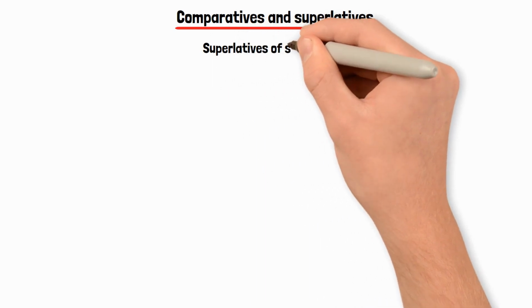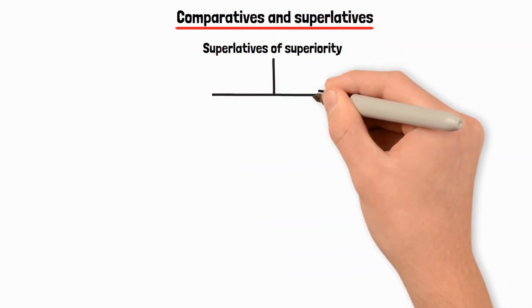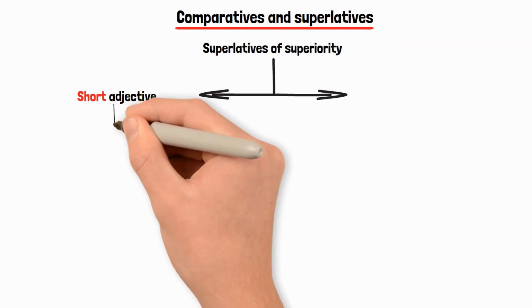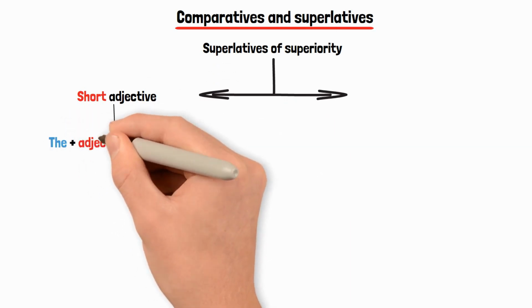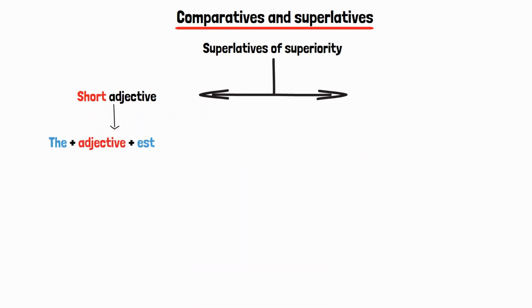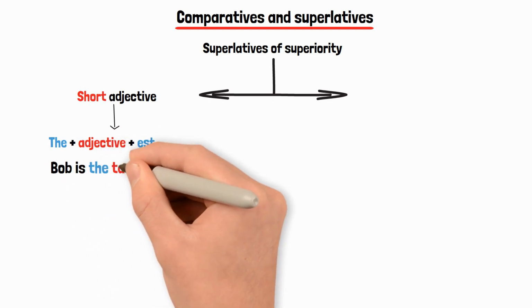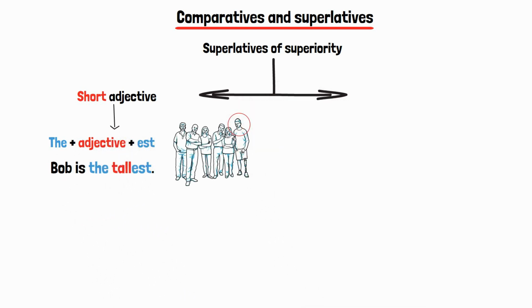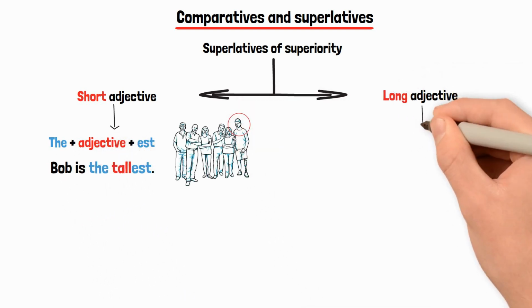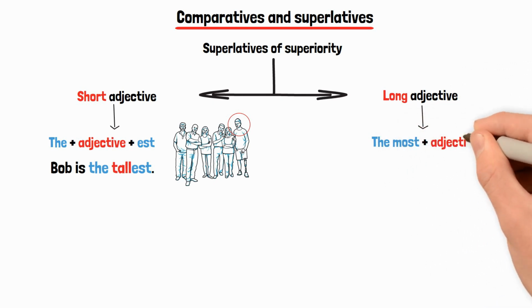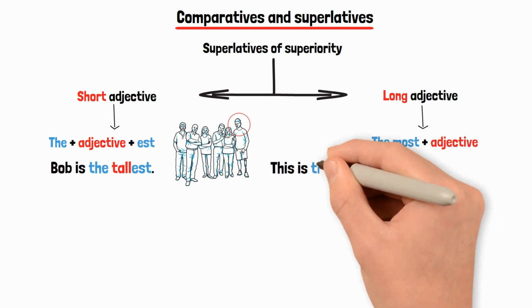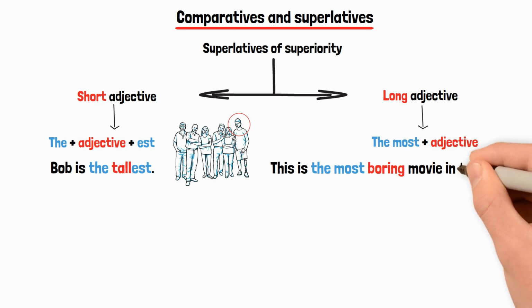Superlatives of superiority. When the adjective is short, the plus adjective plus est. Bob is the tallest. When the adjective is long, the most plus adjective. This is the most boring movie in the planet.